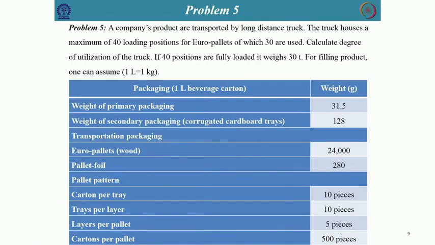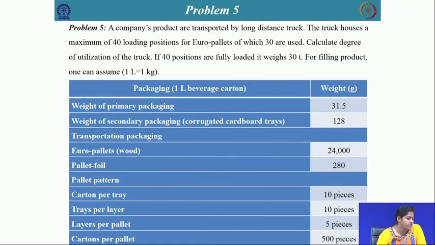This is the solution of problem number 5. Problem number 5 says that a company's products are transported by long distance truck. The truck houses a maximum of 40 loading positions for Euro pallets, of which 30 are used. Calculate the degree of utilization of the truck. If 40 positions are fully loaded, it weighs 30 ton. For filling product, one can assume that 1 liter is equal to 1 kg, and a table is given below. First of all, we need to consider that in the truck there are 40 positions, of which 30 are used. If the 40 positions are fully loaded, then it weighs 30 ton, but we are using 30.